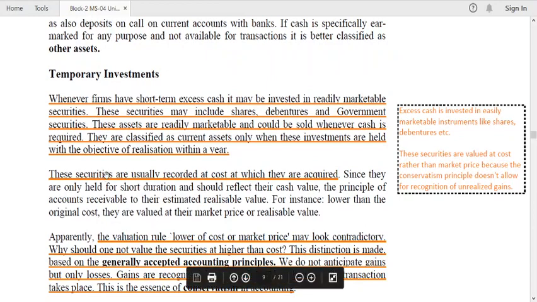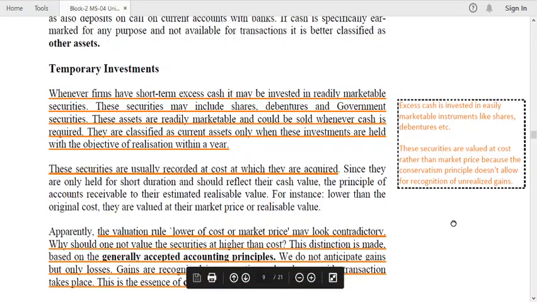Temporary investments. What is this? Whenever firms have short-term excess cash, it may be invested in readily marketable securities like shares, debentures, and government securities. These assets are readily marketable and could be sold whenever cash is required. Okay, when there is excess cash in the company, they can invest in shares, debentures, and government securities. These instruments can also be shown as current assets. They are shown at their cost value, cost price. These securities are usually recorded at the cost at which they are acquired.